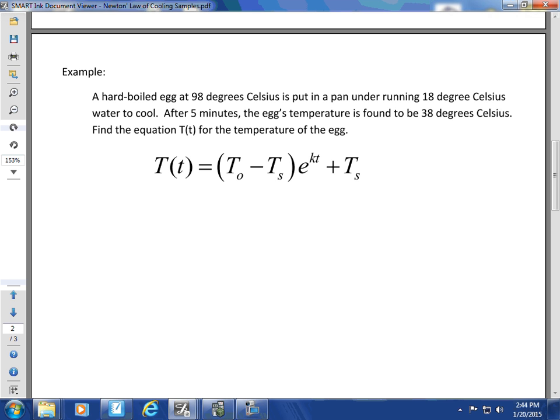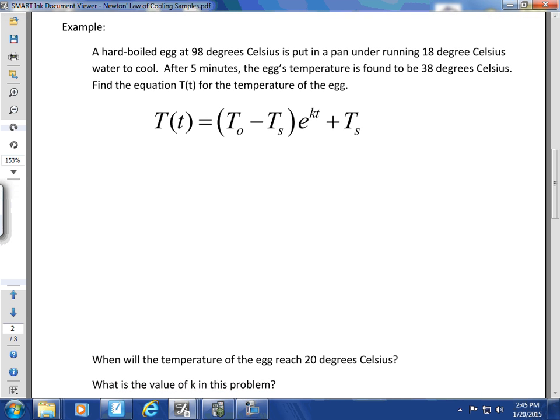Okay, so we take a 98 degree hard-boiled egg and we put it in a pan of water that's 18 degrees. What's going to happen to the temperature of the egg? It's going to get colder, and if I leave it under the water long enough, what will it go to? It'll go to 18 degrees if I leave it under that long enough. Now that's all theoretical, because technically the egg is going to warm up the water a little bit too, and they'll meet close to 18 degrees, but that probably won't actually get to 18 degrees. Okay, so we're going to take the data here and we're going to come up with the value of k, and with that value of k we should be able to answer a couple of questions.